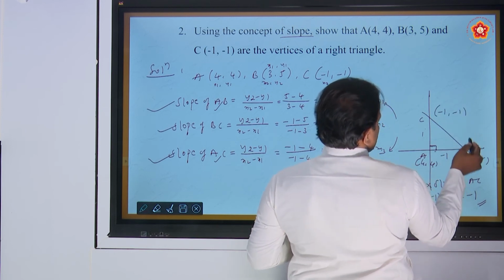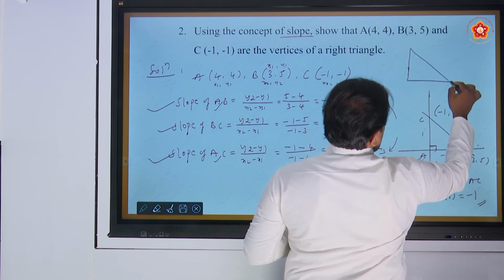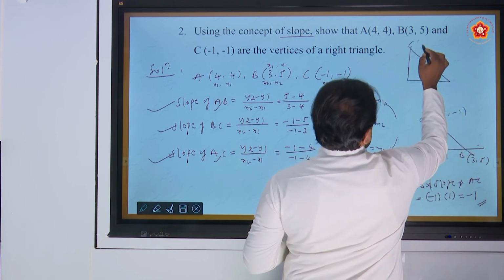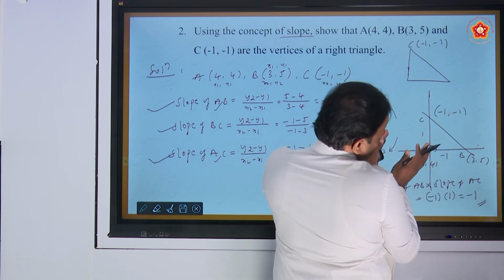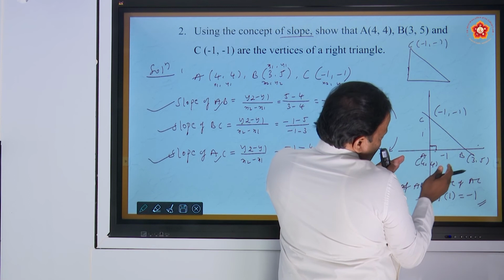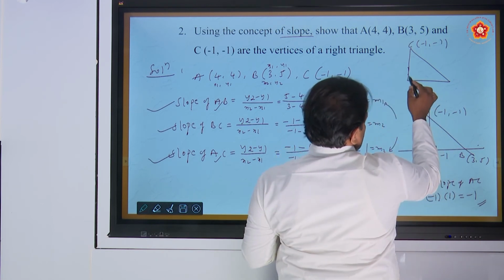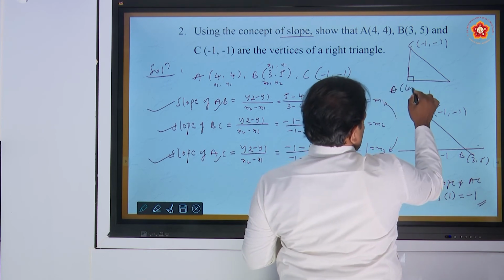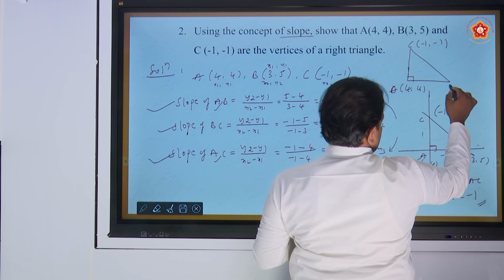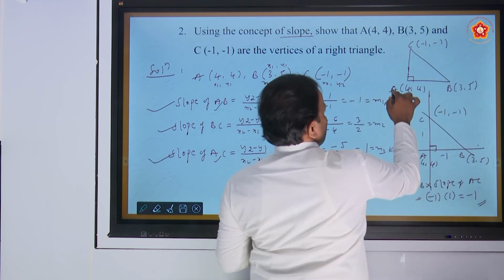You will draw it like this. Simply draw a figure like this. If you get confused, this is C. You can change C here also, write anywhere. But for AB and AC, the product of slopes becomes minus 1. Then the angle in between becomes 90 degrees. This angle is 90 degrees, means this one is C. So this is A, sorry, this is 4, 4. This angle is B, 3, 5. So clearly ABC is a right angle triangle.